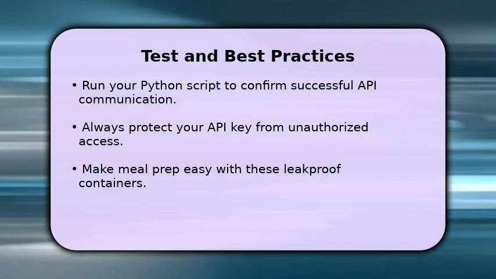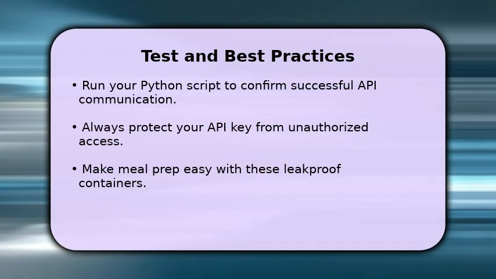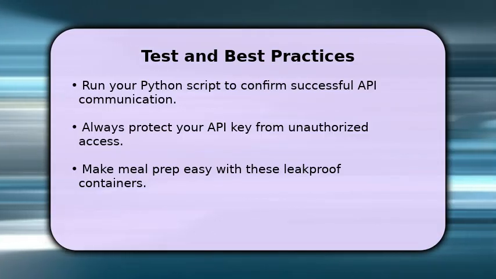To test, simply run your Python script. You should see a response from the Gemini API confirming your setup is correct. For best practices, avoid hard-coding your API key directly into your code. Use environment variables or a secure secrets manager.